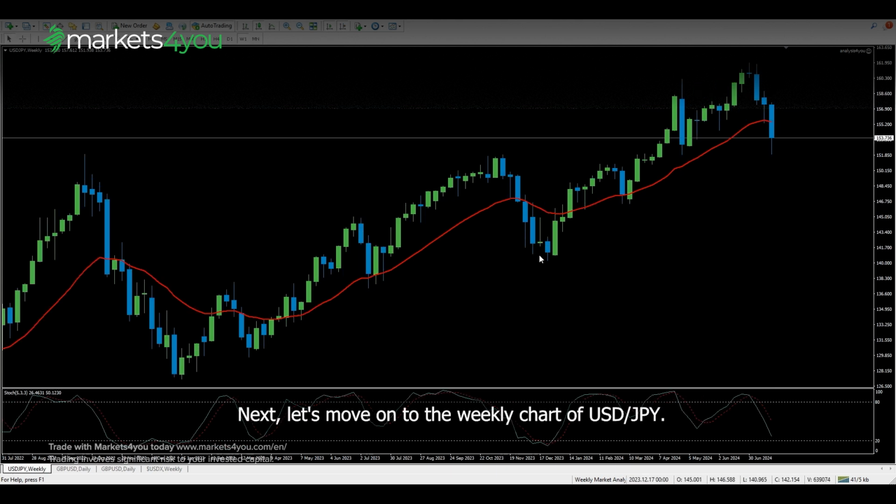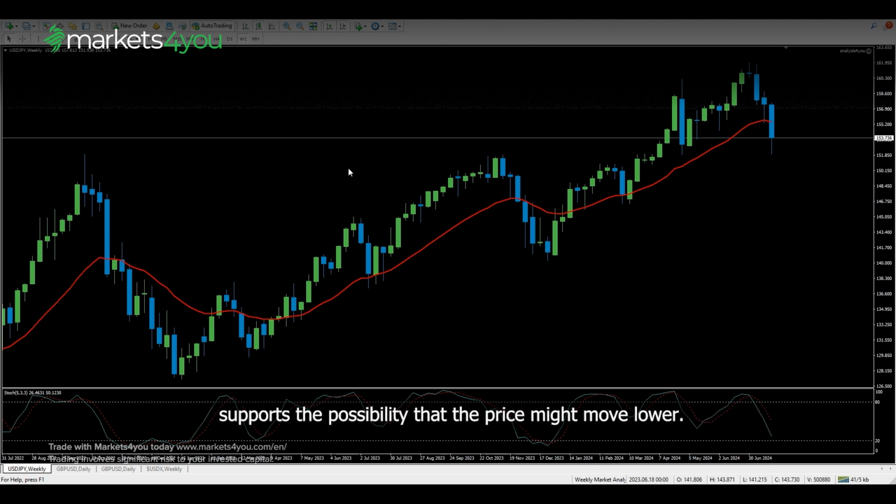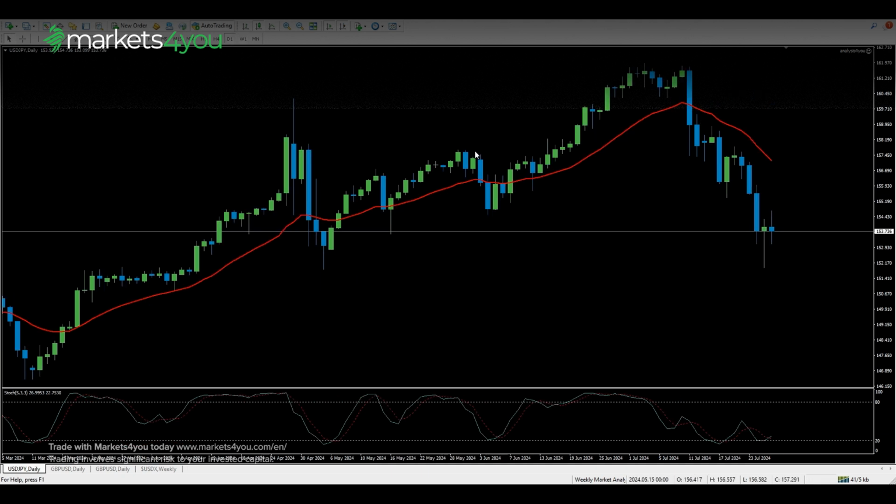Next, let's move on to the weekly chart of USD JPY. The pair moved strongly lower last week, reaching the last low in April. The stochastic indicator moving strongly lower, targeting the oversold area, supports the possibility that the price might move lower.